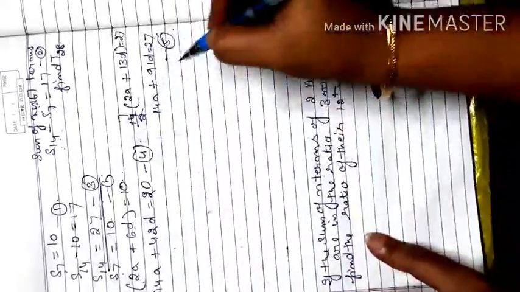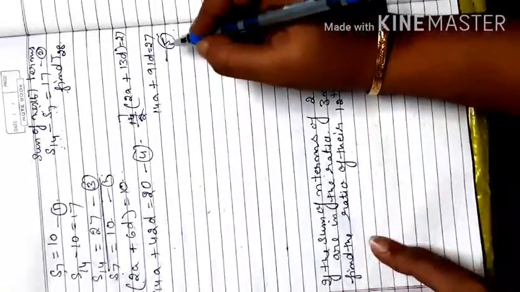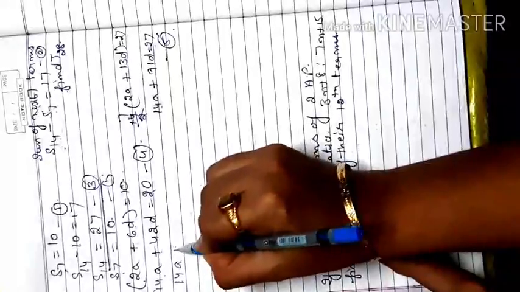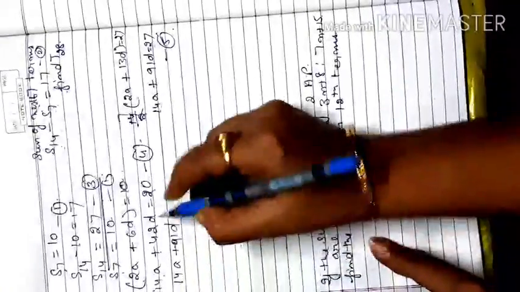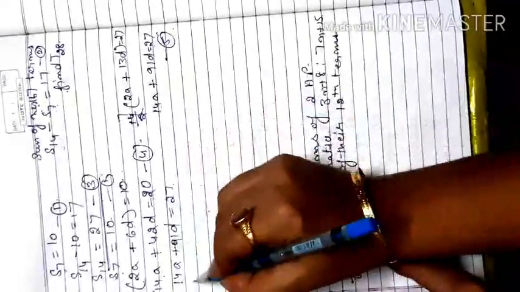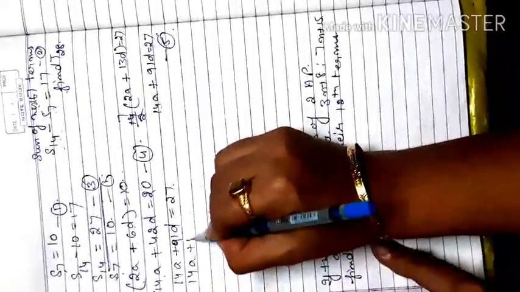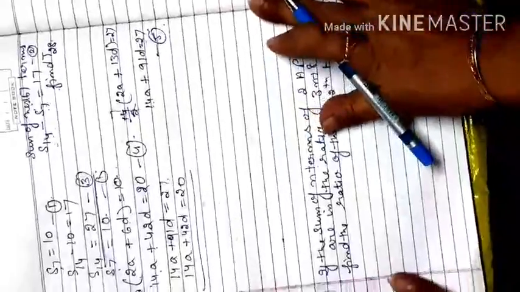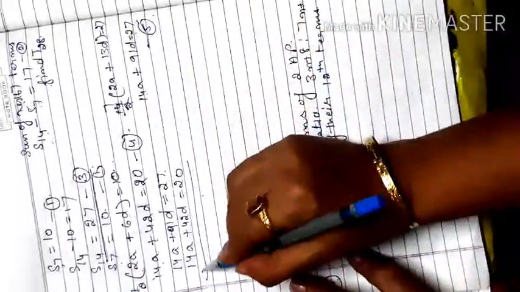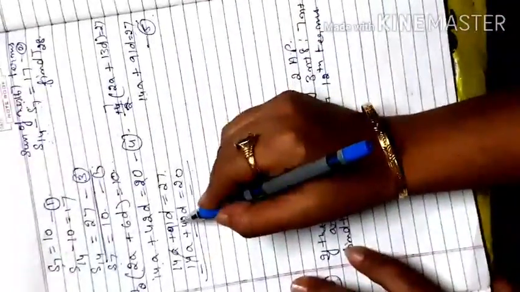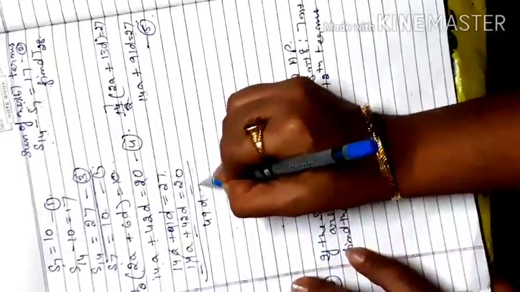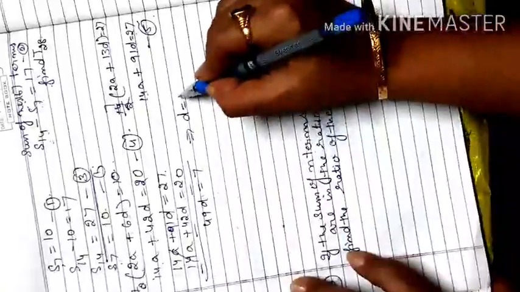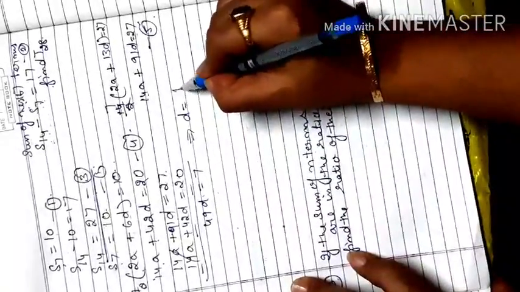Now I solve these two equations simultaneously. I take 14a plus 91d is equal to 27 and subtract from that 14a plus 42d is equal to 20. It is easier with the bigger term on top. After subtracting, 91 minus 42 gives me 49d, and that equals 7. Ultimately the d value is 7 by 49, which is 1 by 7.